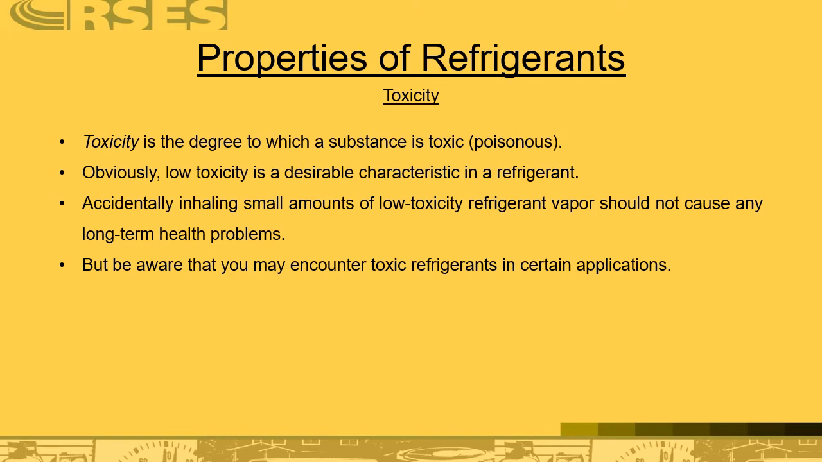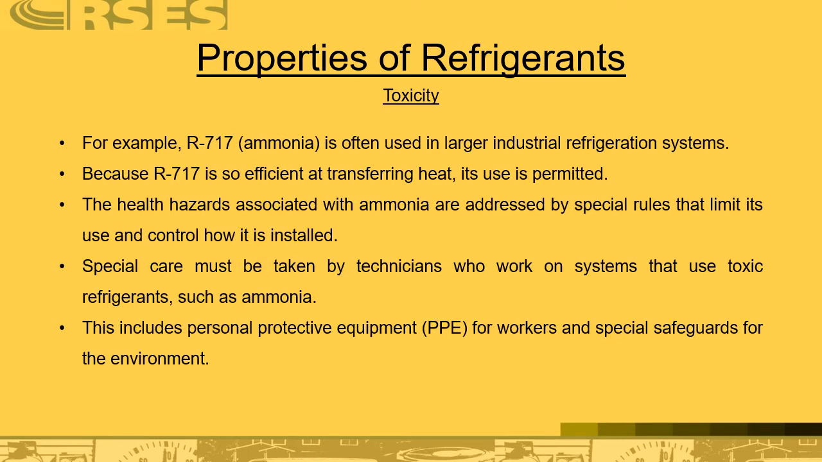Check your MSDS charts. As an example, R717 ammonia is often used in large industrial refrigeration systems because 717 is so efficient at transferring heat, its use is permitted. The health hazards associated with ammonia are addressed by special rules that limit its use and control how it's installed. Special care must be taken by technicians who work on systems that use toxic refrigerants such as ammonia. This includes personal protective equipment, PPE, for workers, and special safeguards for the environment.